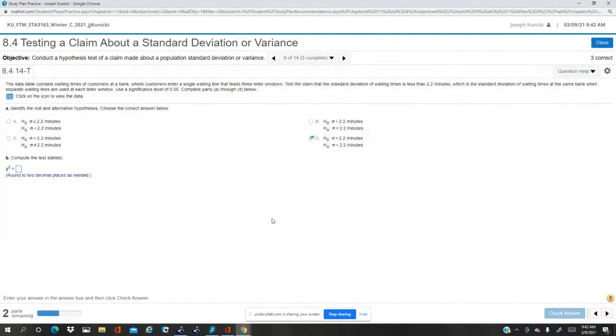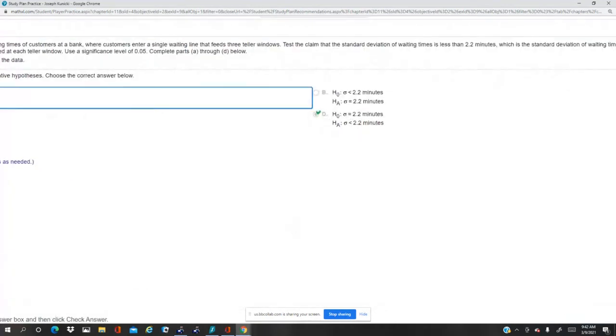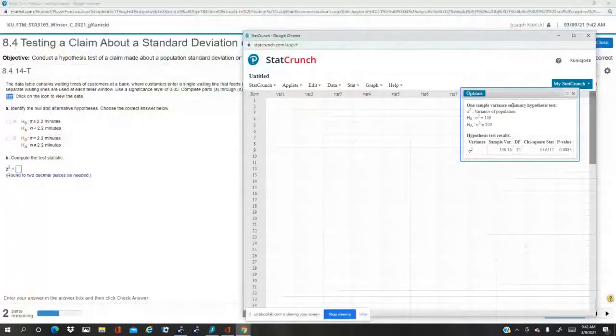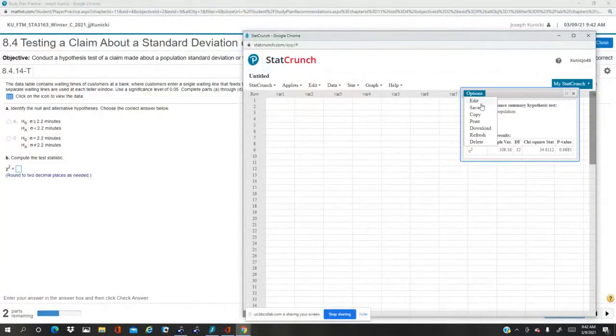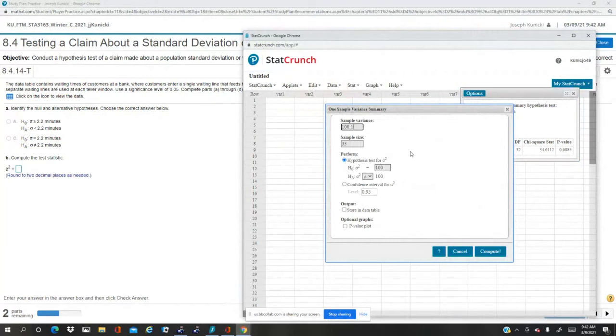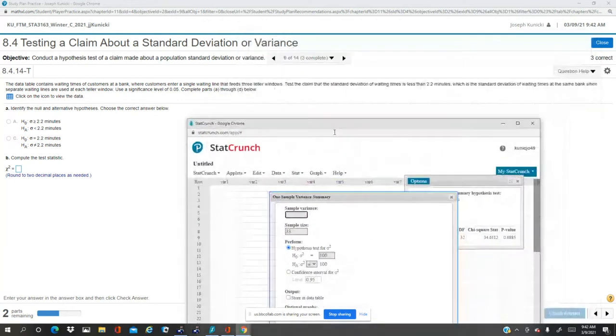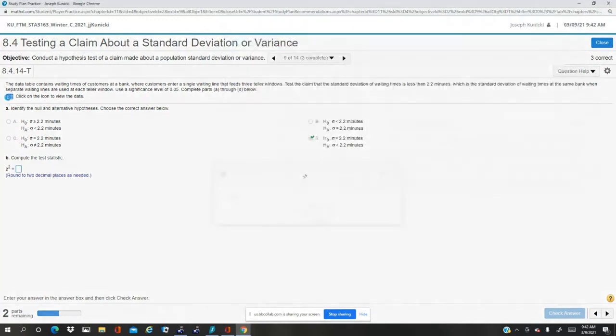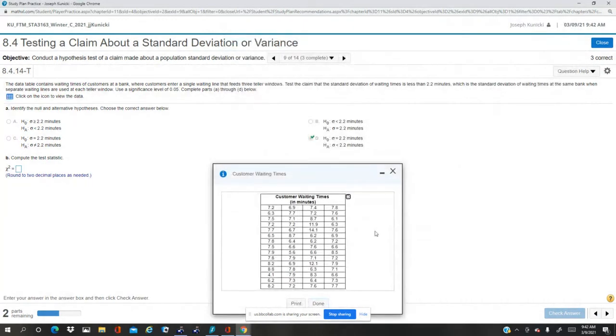All right. Alpha is 0.05, and we want to compute. I think I left StatCrunch open. Yeah, there it is. I don't have to open it again. So I will change the sample variance. Let me back up. We need to put the data in. How silly of me. We're using data this time.